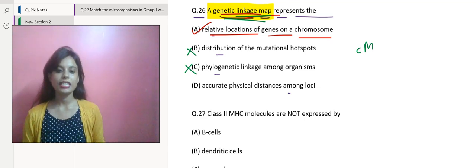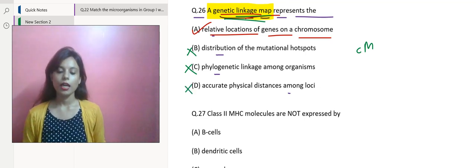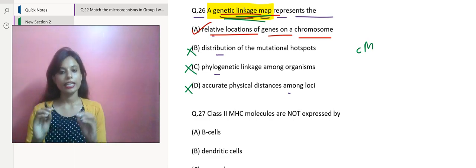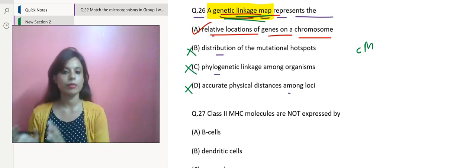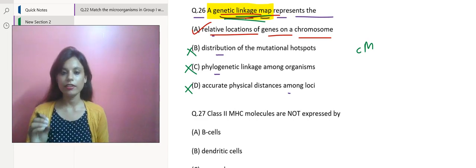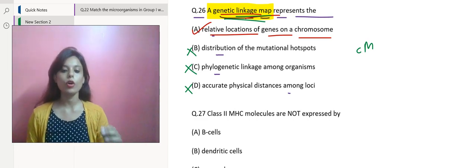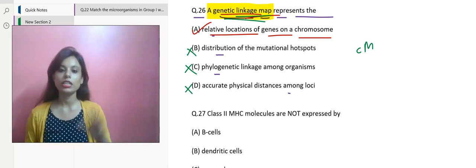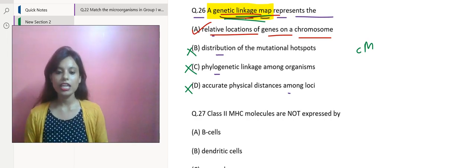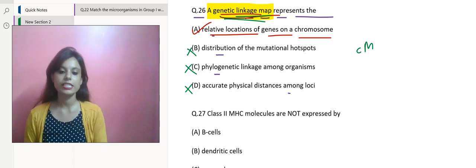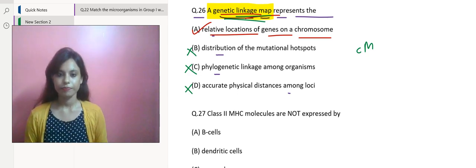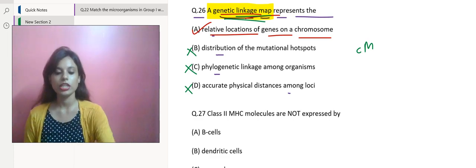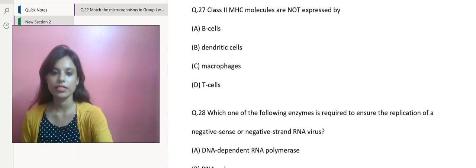The option D is also incorrect because the genetic linkage maps do not represent accurate physical distances among the loci, okay, but rather it shows the relative distances or positions of genes on a chromosome. So physical maps, on the other hand, they show the precise physical distances between the loci, okay. So we have done a lot of discussion on genetic linkage map. So let us move over to the next question.